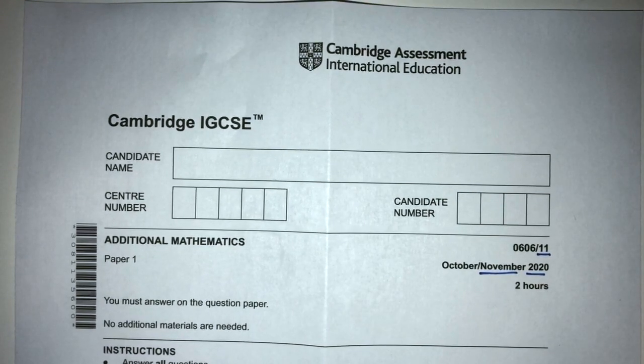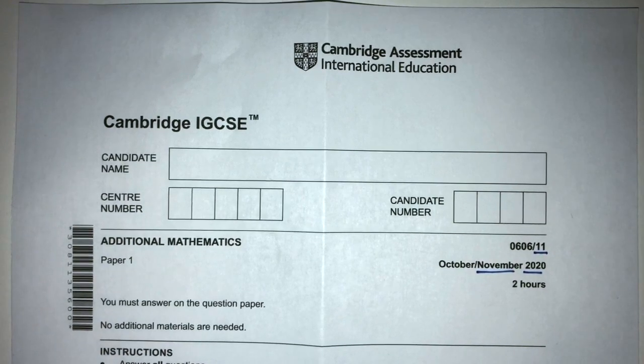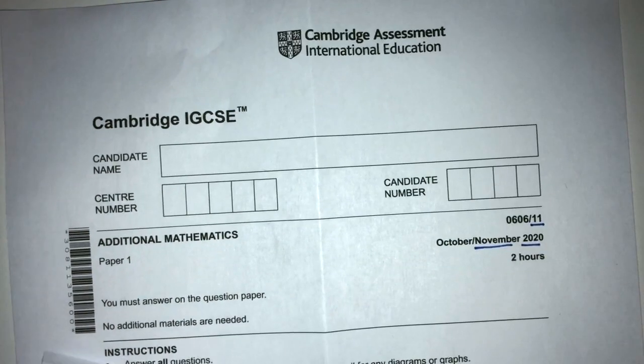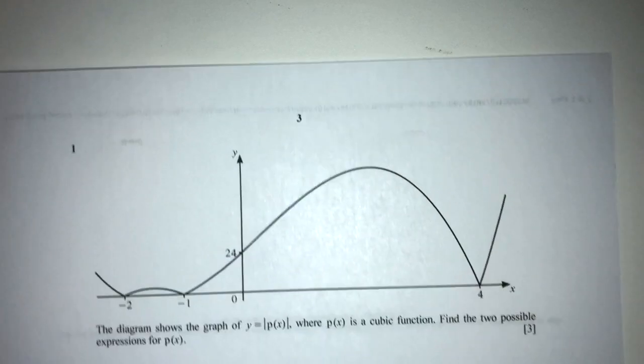This one is paper 1-1 of November 2020 for the IGCSE Add Math paper 1. Now with that being said, let's move on to question number 1.